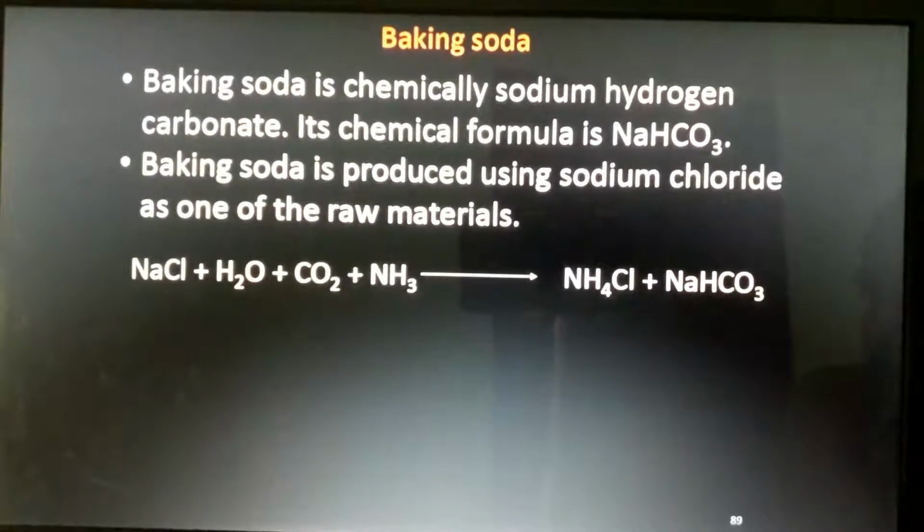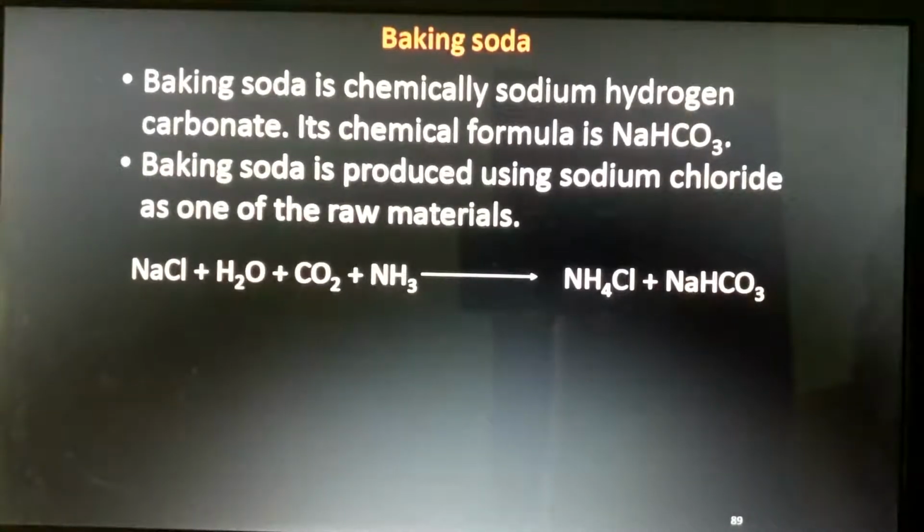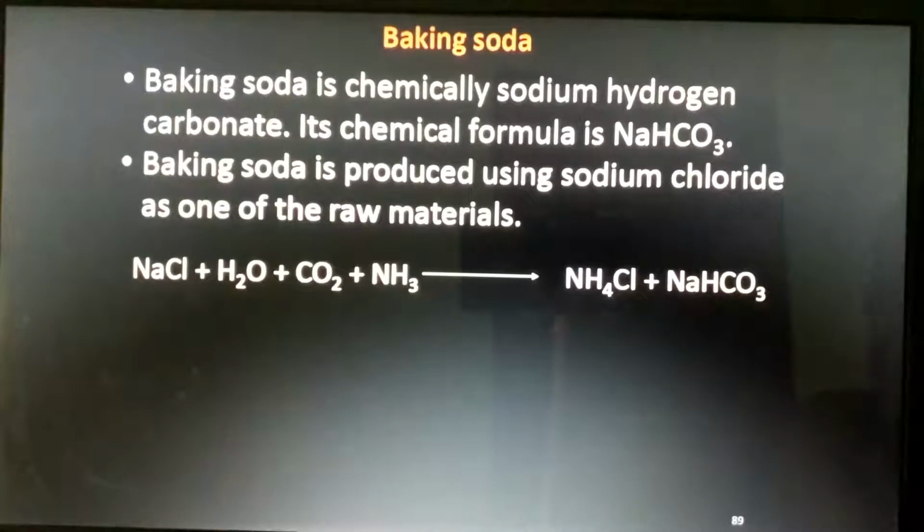See, sodium chloride plus H2O plus carbon dioxide plus ammonia. Simply, sodium chloride is very, very cheap. H2O, water, is very, very cheap. Carbon dioxide, lots of carbon dioxide is there in the atmosphere. And the only thing we need is ammonia. So how is it made?